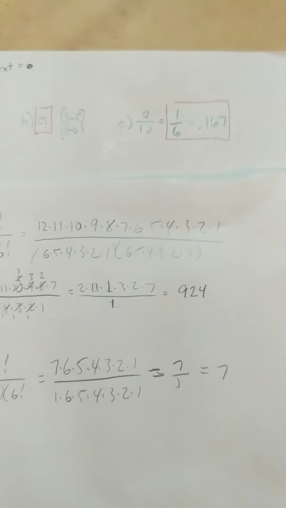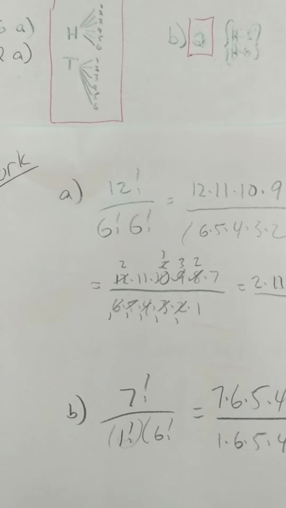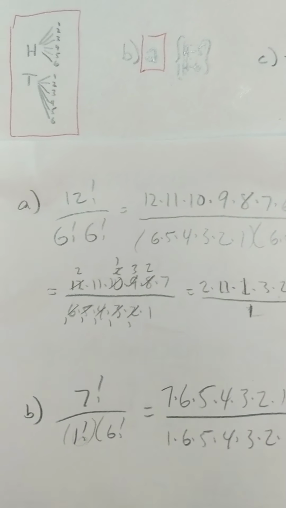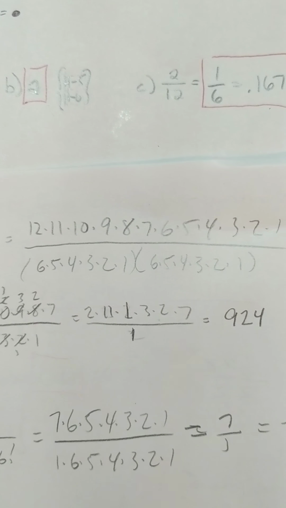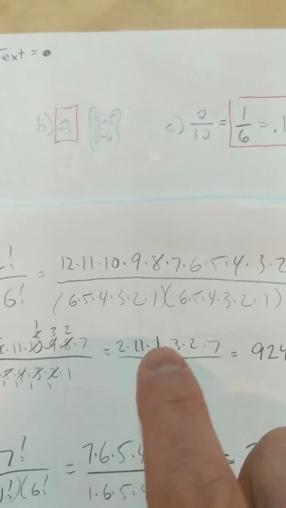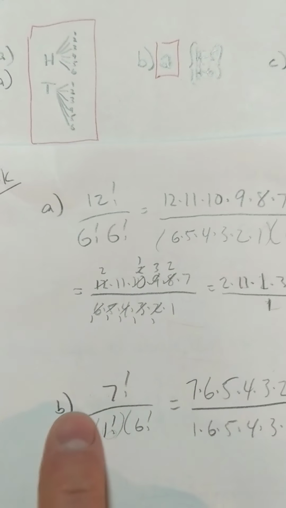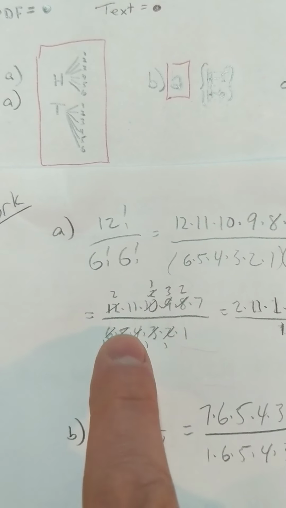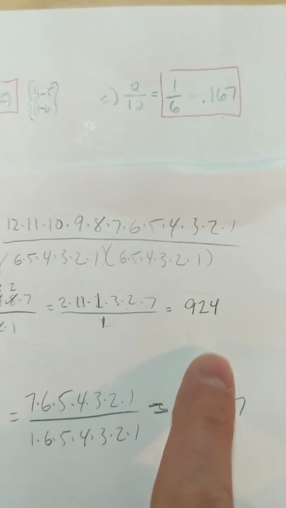The math is right here. 12 factorial over n minus r factorial times r factorial. So that would be 12 factorial over 12 minus 6 factorial times 6 factorial. I went ahead and canceled out the 6 factorial. And then here I just went ahead and reduced the 6 with the 12, the 5 with the 10, etc. I get this, which is 924.